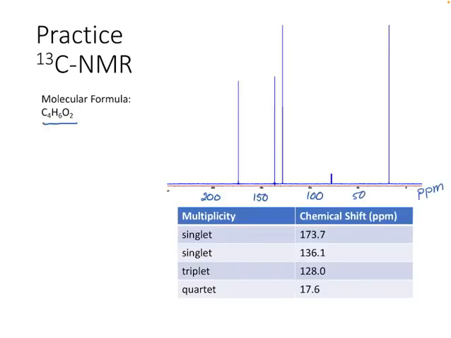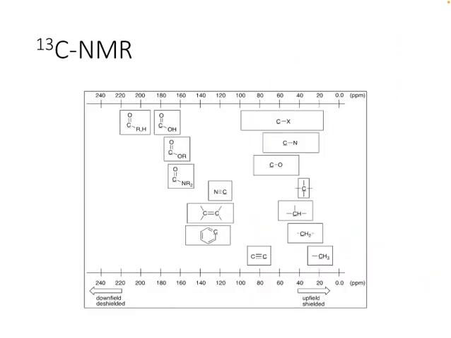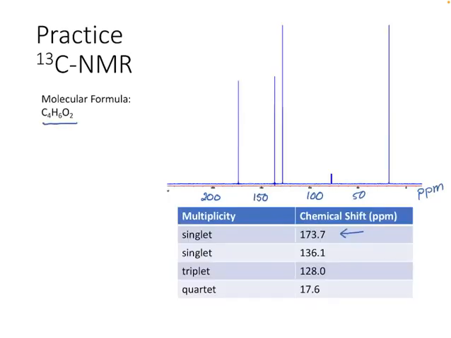All right, so let's see. We've got a peak at 173. So if we go to our chart, 173 is here. Okay, so that could be due to a few different things, maybe an ester or a carboxylic acid. Okay, so let's just write down those possibilities.